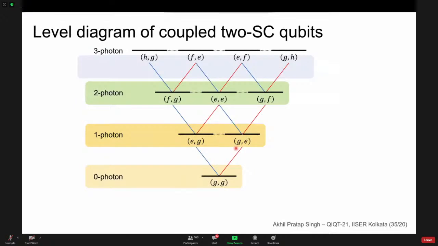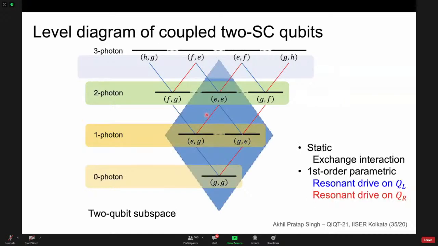And now we will see two superconducting qubits coupled, and this is the level diagram. You have this 0, 1, 2, 3 average photon number in your cavity, and then you have the states of the two qubits: GG, EG, GE, and so on. For two qubits, you want to focus your operation in this qubit subspace, which has these four energy levels.